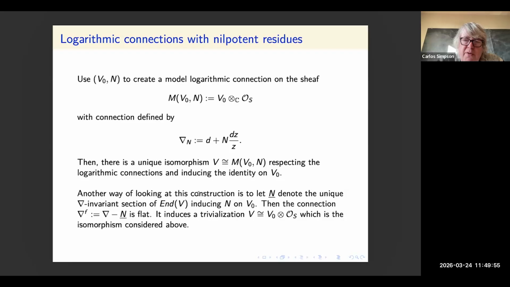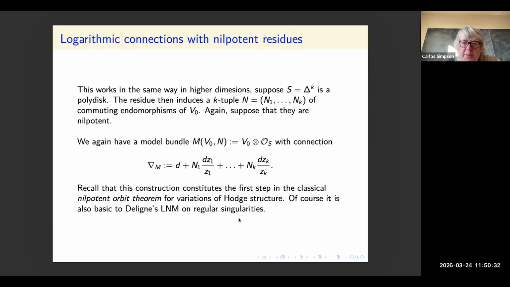Namely, you can make a model logarithmic connection by taking that vector space, spreading it out over S, and defining the connection to be given by just that nilpotent endomorphism times dz over z. Then whatever our original logarithmic connection was, there's a unique isomorphism with this model connection that respects the logarithmic connections and induces the identity on the fiber over zero.